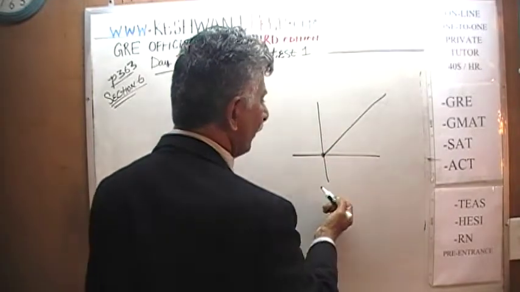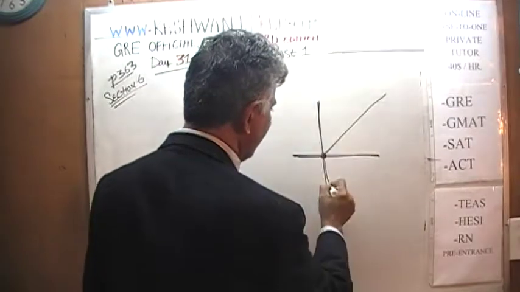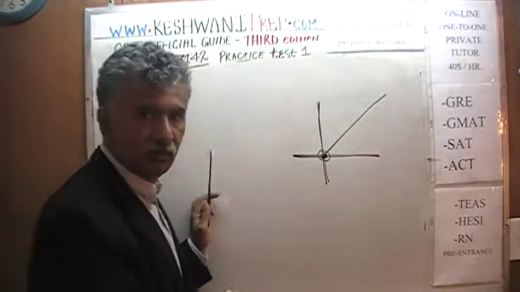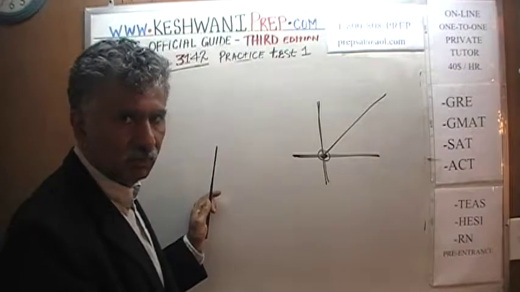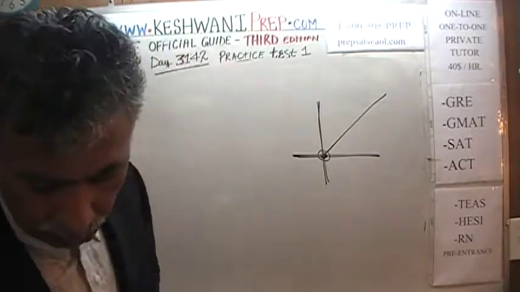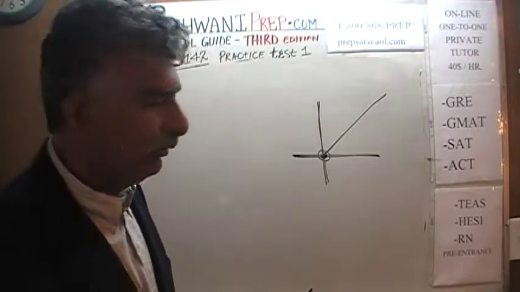It goes like that. Where does it cut the x-axis? It cuts the x-axis at 0, 0. Where does it cut the y-axis? It cuts the y-axis at 0, 0. It cuts the x-axis at the origin. It cuts the y-axis at the origin. It's sitting at the origin. And therefore, the answer was C, because the x-intercept and the y-intercept are both equal. They're both 0.